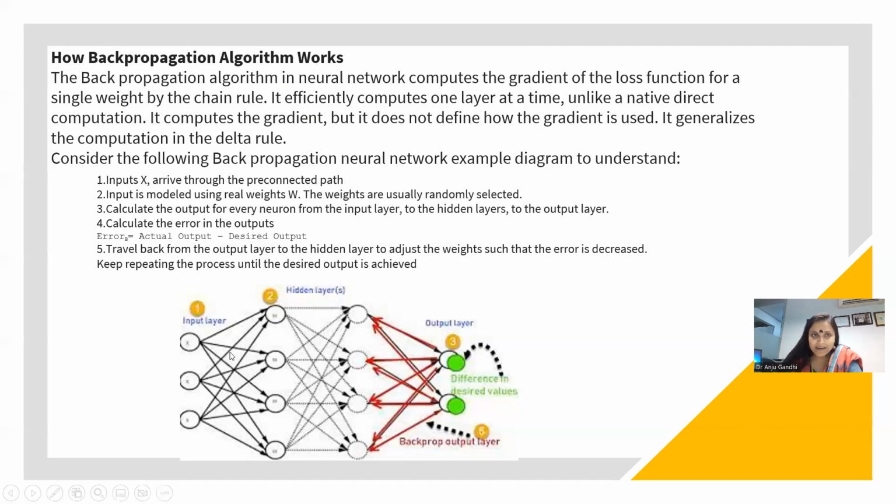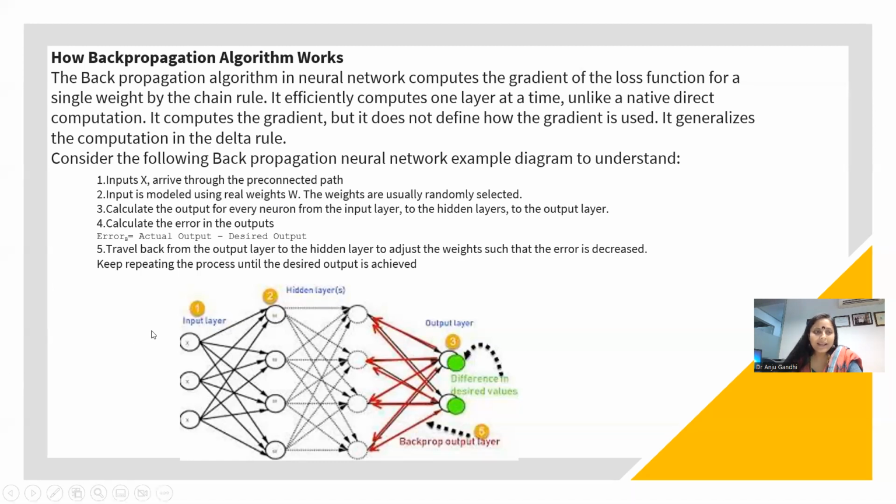We have an input X arriving through the pre-connected path. Input is modeled using the real weights W. These are the weights at all the neurons, and these are the randomly selected weights we have taken. Calculate the output for every neuron from the input layer to the hidden layer to the output layer, right? We know the formula of the output very well. It's the multiplication of the weights and the input, right?